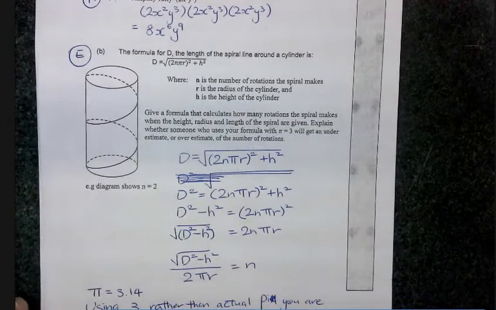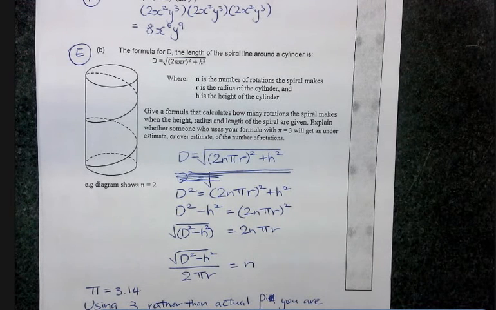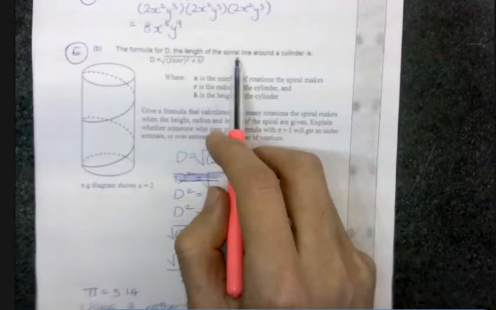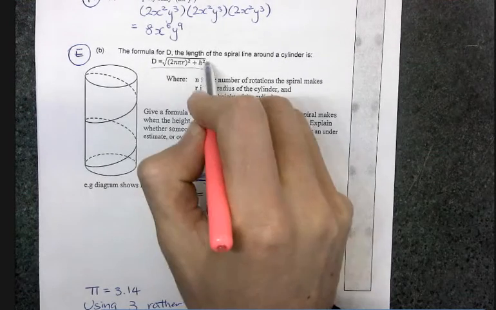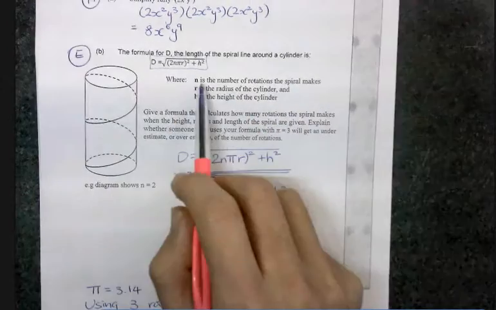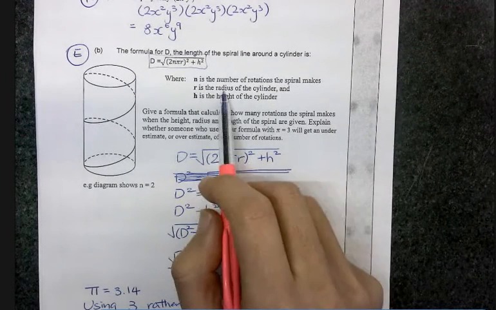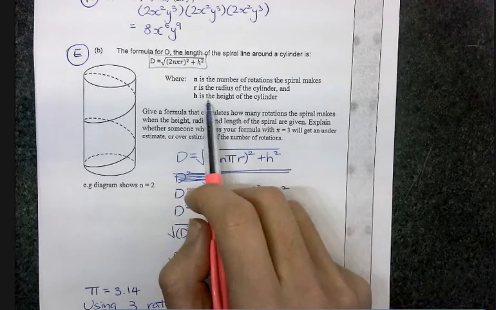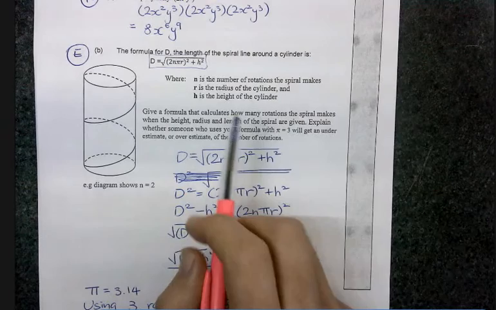This is quite an interesting question because it's really hard. But once you understand it, it's not so hard as much as it looks. So the formula for D, the length of spiral line around the cylinder is that. So we gotta use this formula somehow. That's what they're hinting you there. Where n is the number of rotations the spiral makes, r is the radius of cylinder, and h is the height of the cylinder. Give a formula that calculates how many rotations.